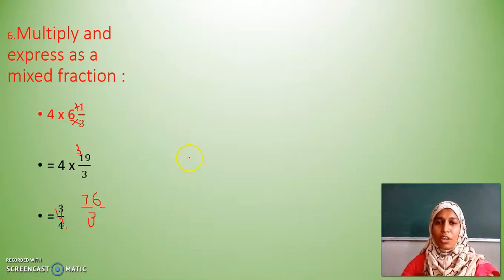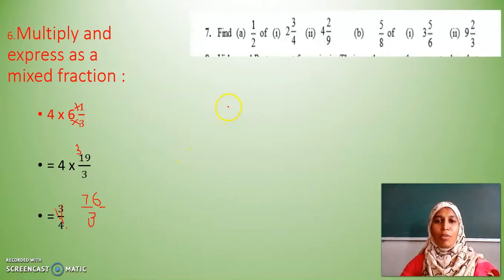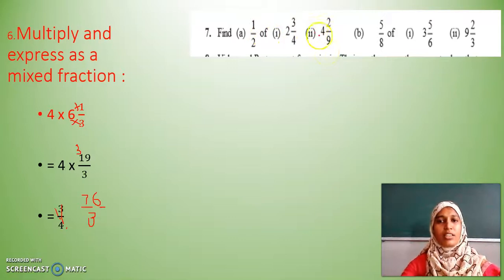Now let us look into another one more problem from your book. This is 7th question in your book. Here you have A question and B question. In A subdivision, you have 2 more subdivision again. So half of 2 3 by 4 is first question. Then again half of 4 2 by 9 is second question. This is how you should understand this question. Don't get confused with this type of question in your textbook.